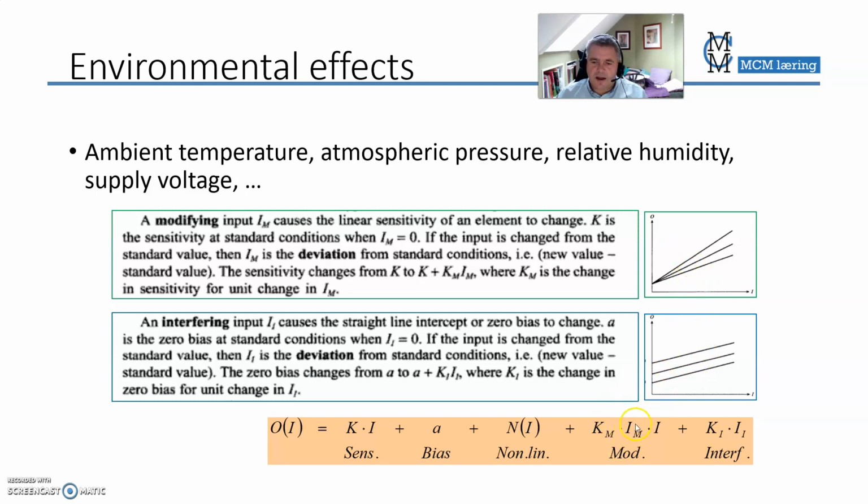But then the Im would be how much, or Km, how much of that effect and how much of that effect interfering. So the two of them, Im and II, can be the same, but they can also be different. So two different elements that influence the system like this. Ideally, the nonlinearity should be 0, the modifying effect should be 0, the interfering effect should be 0, but in a real world, we have them all.